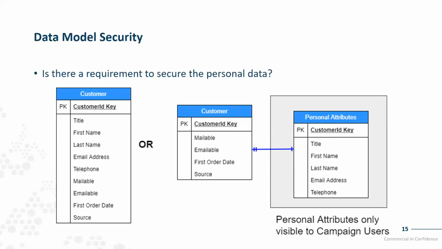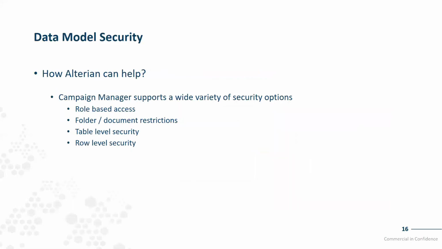So in this example here, you can see that what we've done is we've moved the PII, the personal identifiable information, away into another table. So as an analyst, I never need to see the first name, last name, email address. I just care about the customer's attributes. But as a campaign user, I need to know all of the personal information so that I can use it within campaigns to tailor and personalize messages. So we can do a really simple thing by moving all that data away and then securing the personal attributes table to only the campaign users. There's a couple of other things that we can implement.